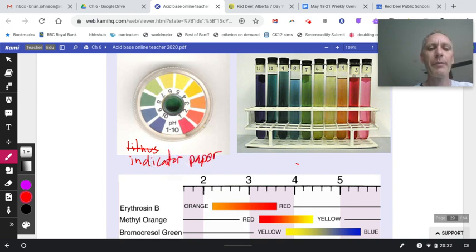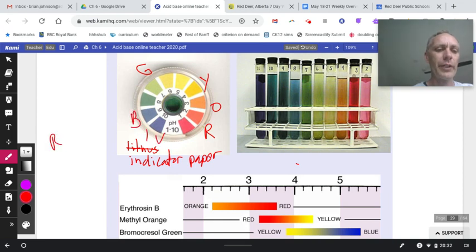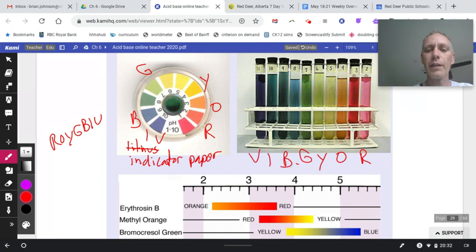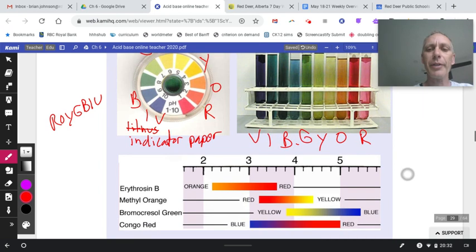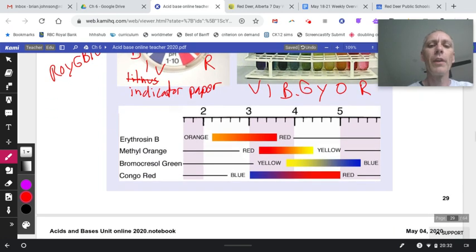And indicator paper does a nice job of showing us Roy G. Biv, which you know as the colors of light in the visible spectrum or in the rainbow: red, orange, yellow, green, blue, indigo, violet. It's also very useful for lots of acid-base indicators, and you can kind of see it here as well. Lots of them follow the color spectrum as they do their color changes. Now, they're useful because they change colors at very specific pHs.